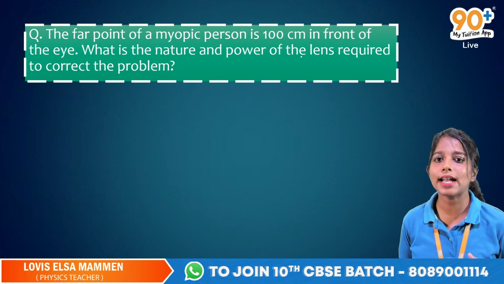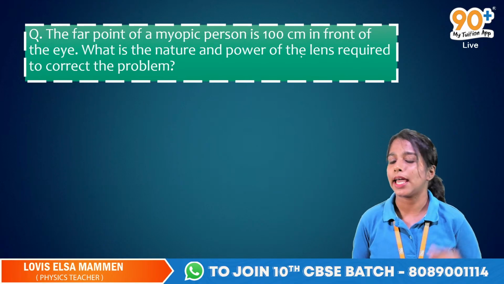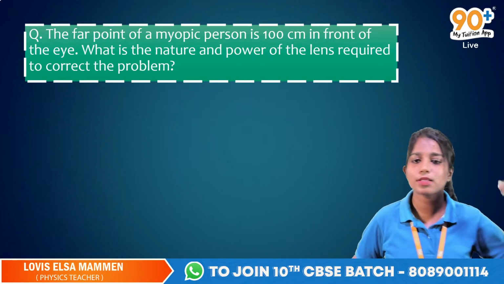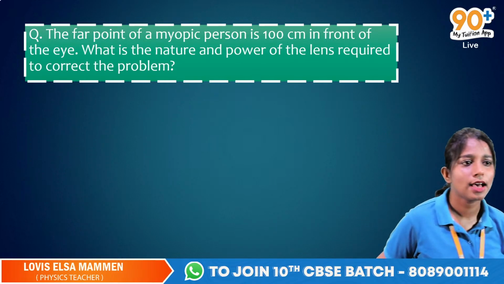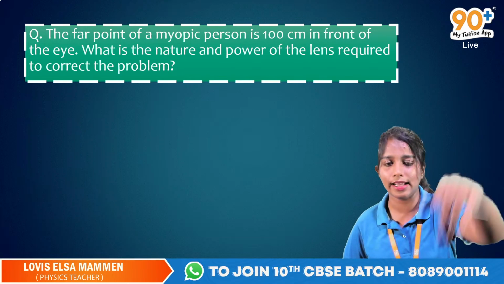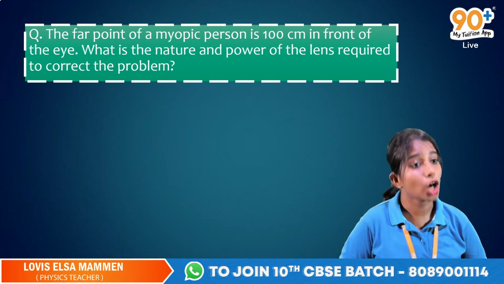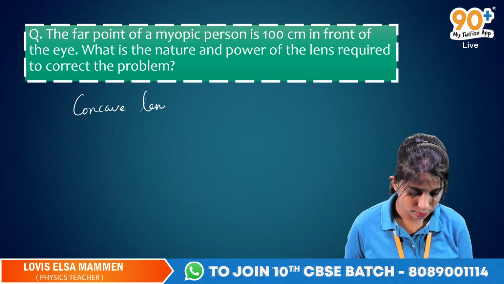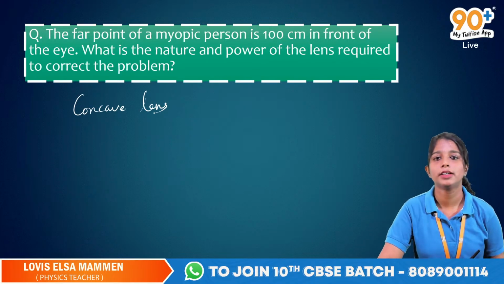So in that case, which lens will come for a myopic person? Yes, we use a concave lens, right? For a myopic person, in order to correct that myopia, we will be using a concave lens. So write it. We use a concave lens. Concave lens is given.